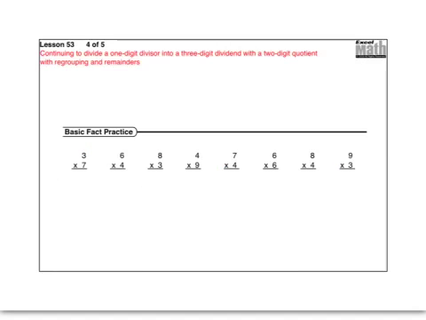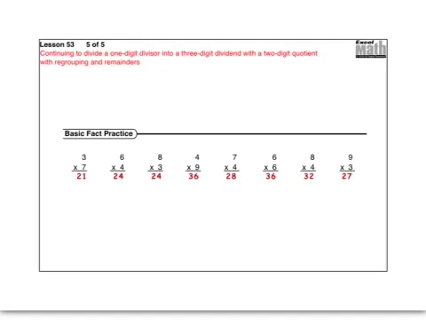All right, we've got some fact practice to finish this off, so pause the video right now, do these facts as fast as you can, and then turn the video back on. All right, so you should already have these done, and here are the answers. You have to check them and fix any of them that are wrong. Okay, here they come. There are the answers right there.